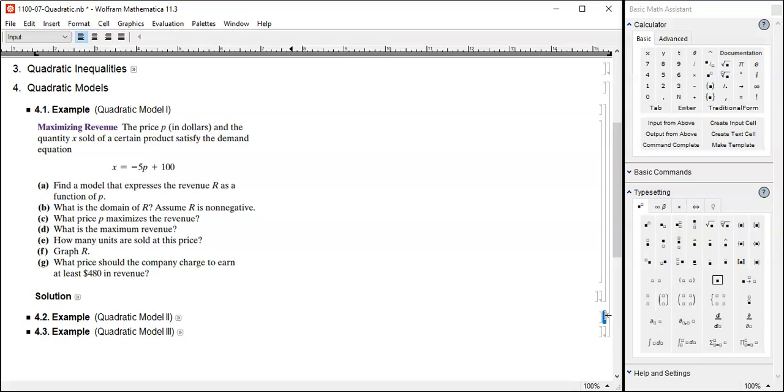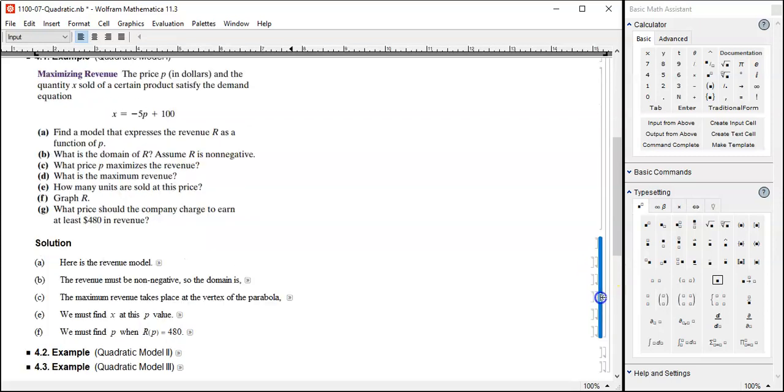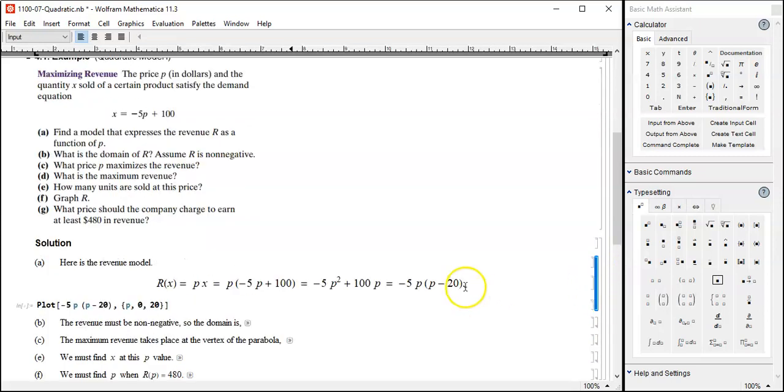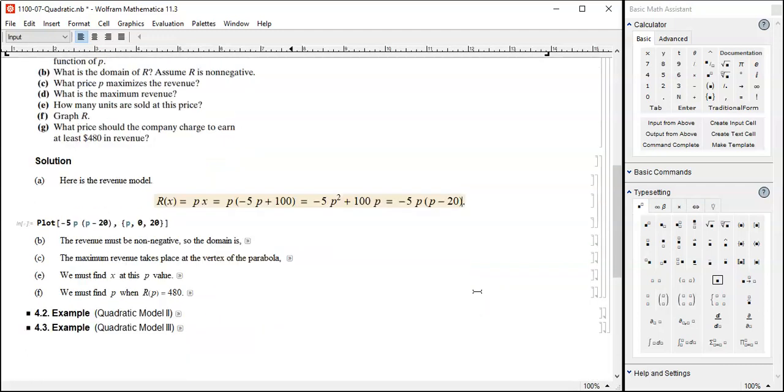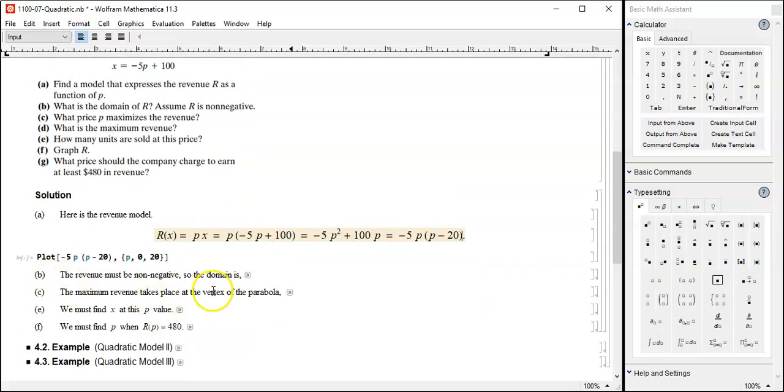Okay, completed or nearly completed? The revenue is price times the items sold, so we get this, and then simplify, we get this kind of expression. Okay, and the revenue must be non-negative. You cannot have negative revenue. I mean, you'll have to stop somewhere, you see. I mean, negative profit, at least for a while, that's acceptable, but negative revenue does not make any sense.